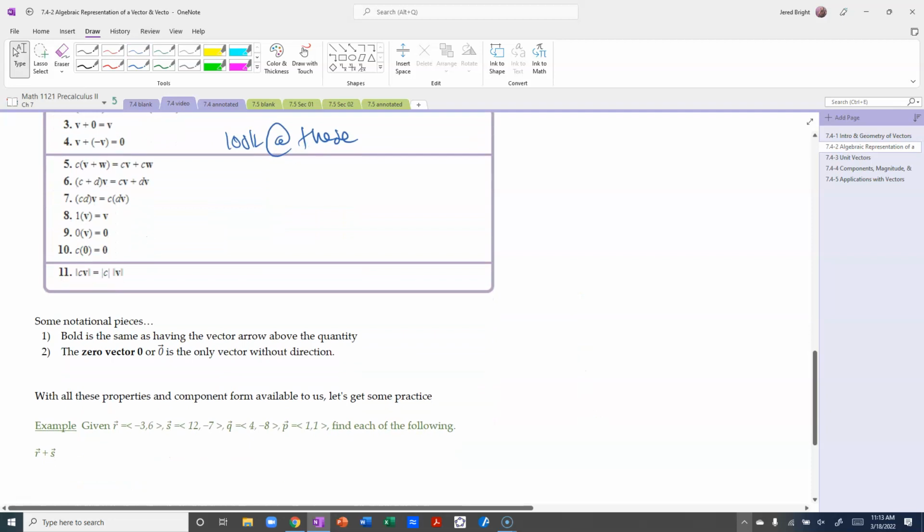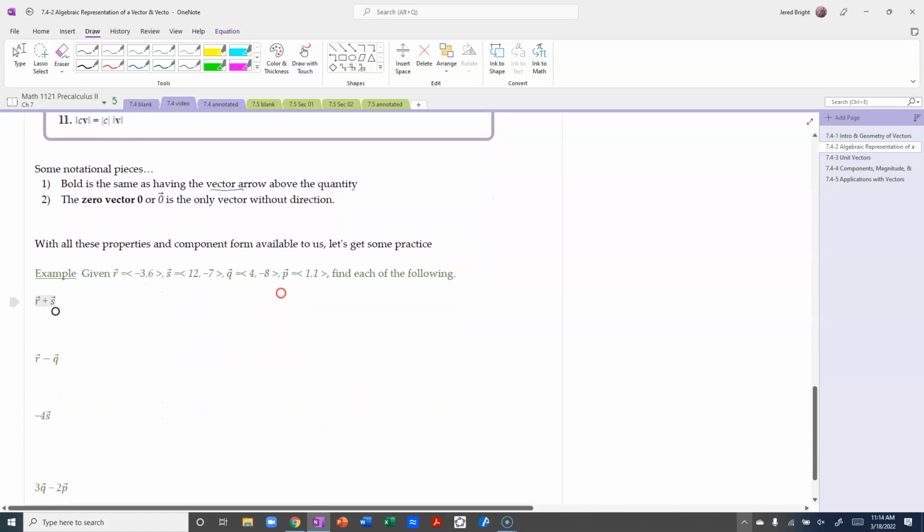A few other notational pieces that I want to mention is that the book and I, we do things differently sometimes. And just so you're aware, if you see a bolded letter, that indicates a vector, okay? It's sometimes just easier for typesetting to do the bold versus a vector with the arrow above. And the zero vector, right? We said vectors have to have magnitude and direction, but the zero vector is the only vector that we can have without direction. And we need it to make our definitions hold.